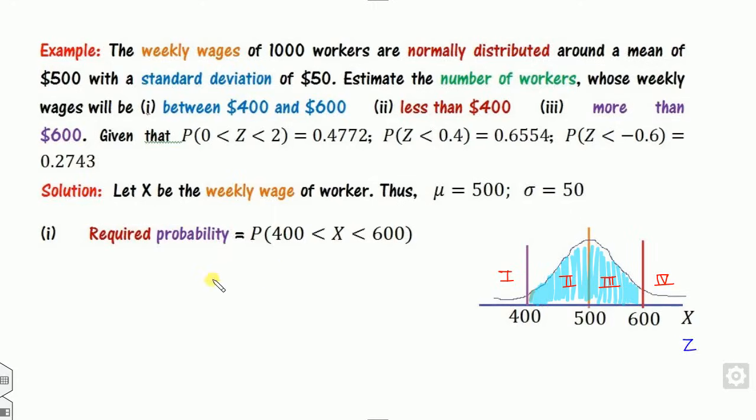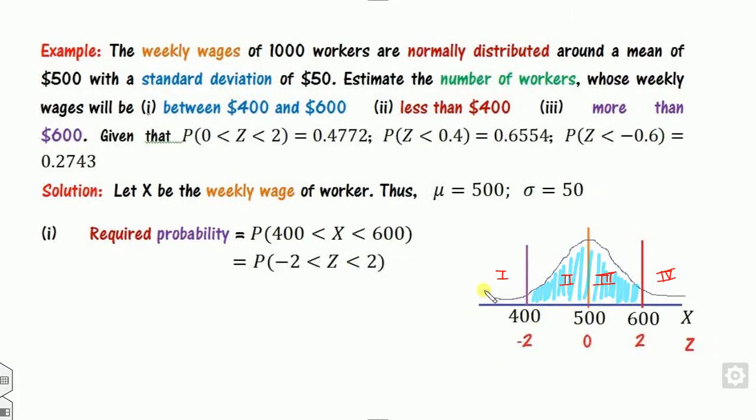Now calculate Z. So what is the Z of this? X minus 500 divided by 50. This is 0. This is minus 2. This is plus 2. Now you need a 2. So this is not needed. 0.4 is not given anywhere. 0.6 is not given anywhere. So here, look at that, 0 to 2. So the area of the third is given to you as 0.4772. Now only the second is needed.